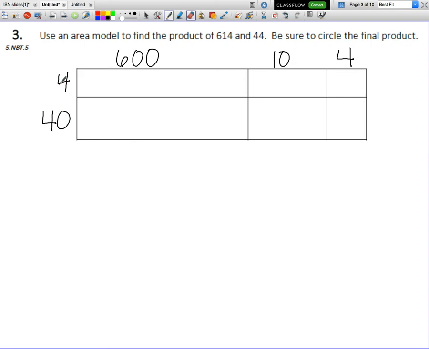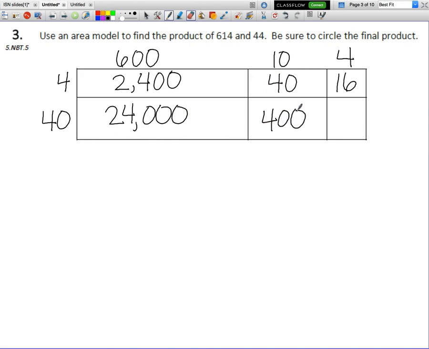So here I have 4 times 600, which is 2,400. Here I'm looking at 4 times 10, which is 40. And we have 4 times 4, which is 16. Here I have 40 times 600, which is 24,000. I have 40 times 10, which is 400. And I have 40 times 4, which is 160.